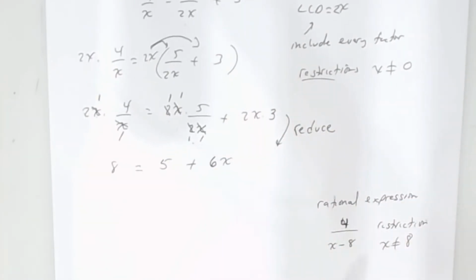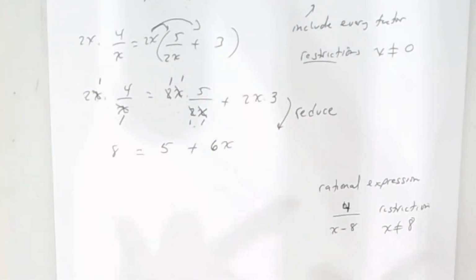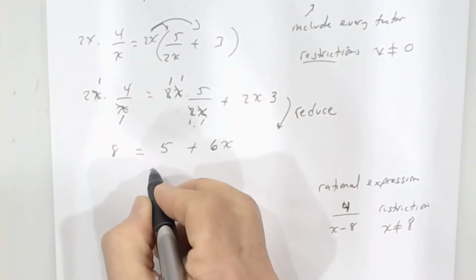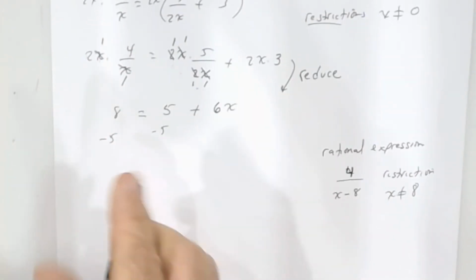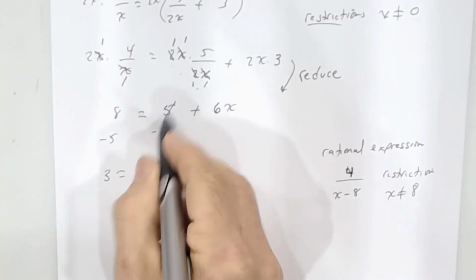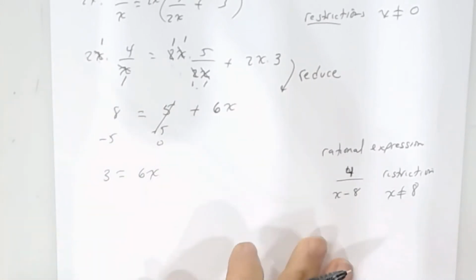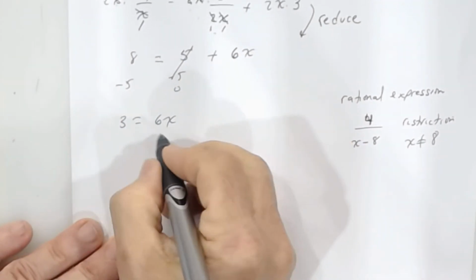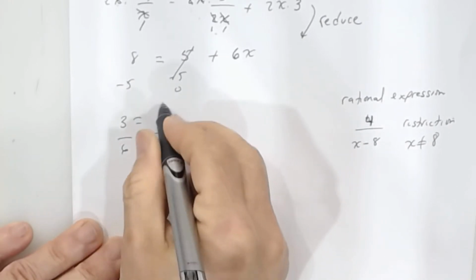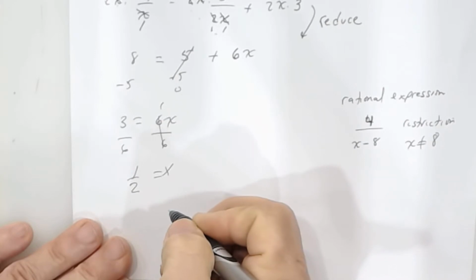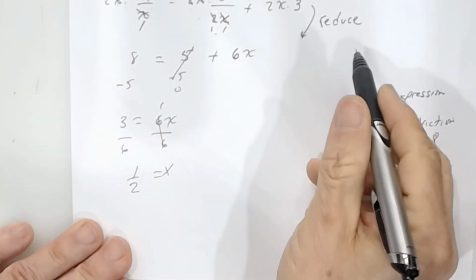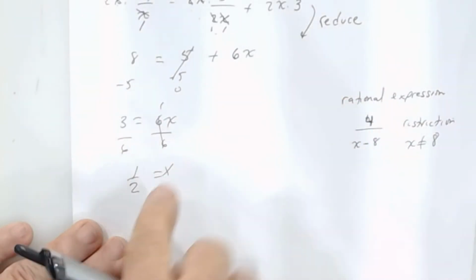What's the next step? There's no terms that are alike on either side. Subtract 5 from both sides. Now combine like terms with 8, subtract 5. Equal 6x. Finally, divide by 6. Reduce. I get x to be what? 1/2. Is that a restriction? No. So that's my solution.